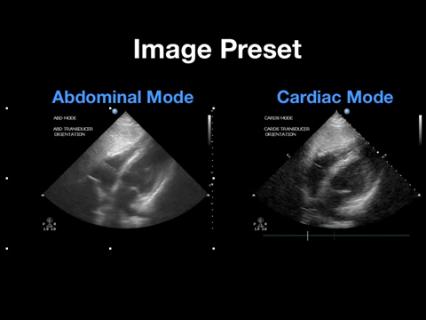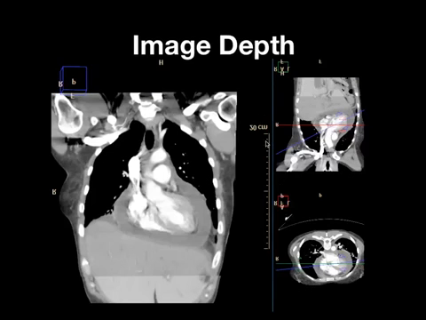Remember, even in a thin patient, you're going to need a significant amount of penetration in order to obtain the 4-chamber view of the heart. When you're in the abdominal mode, most of the machines will boot up in their imaging presets to about 15 centimeters of penetration. I always advocate when performing the subcostal window that you give yourself at least 22 centimeters of depth. You can then always decrease the field of depth after you obtain the cardiac view.